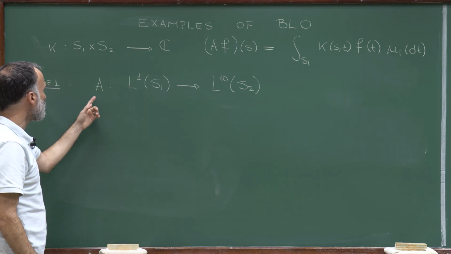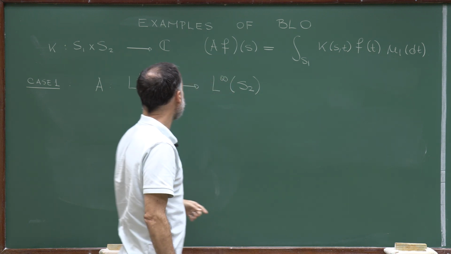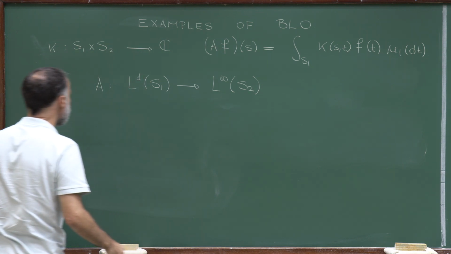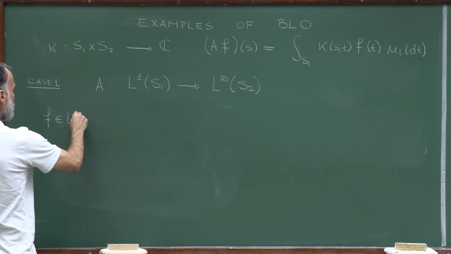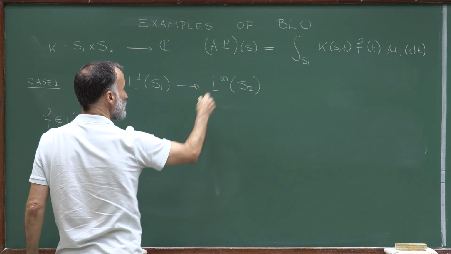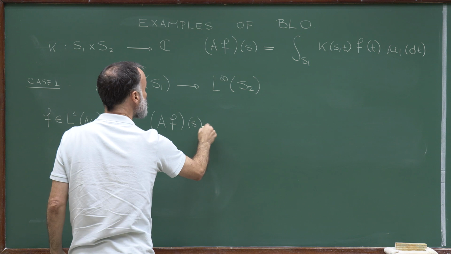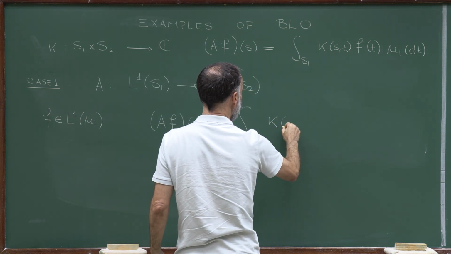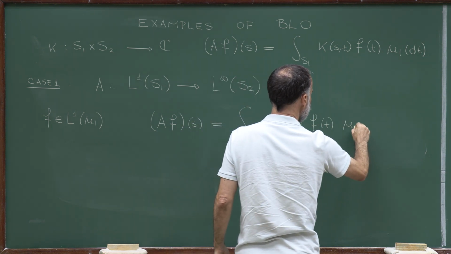Which means that I want to find sufficient conditions on k for A to be a bounded operator from L1 to L infinity. So in order to do that, let's consider f in L1 of mu1. Af is defined over there, so let me write it again. A of f at s is the integral over S1 of k(s,t) f(t) mu1 dt.